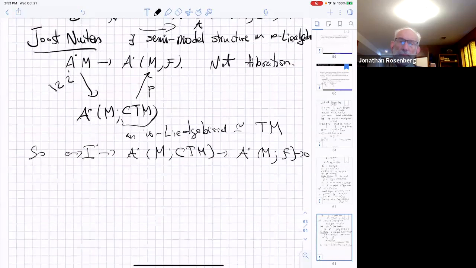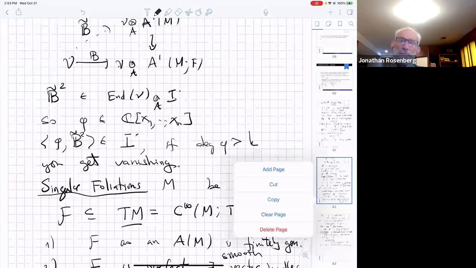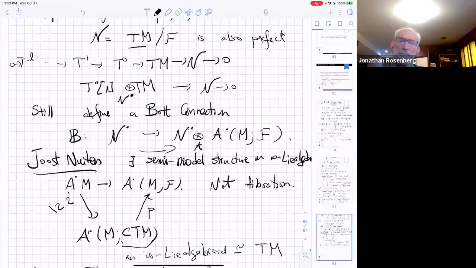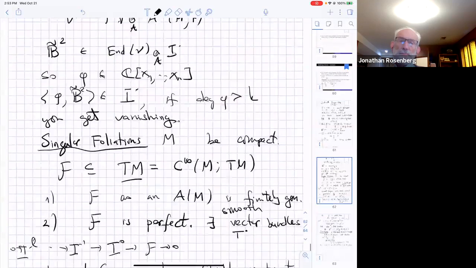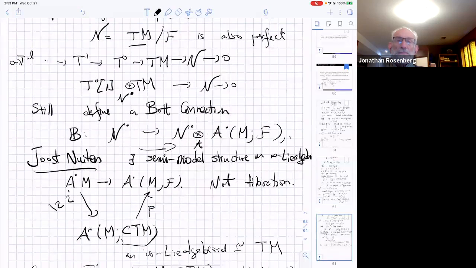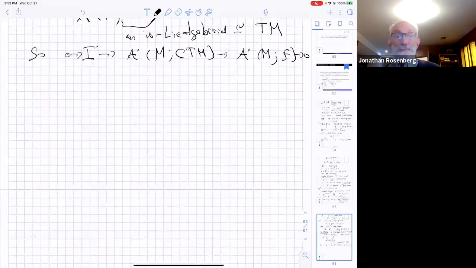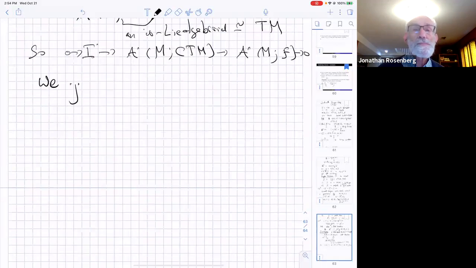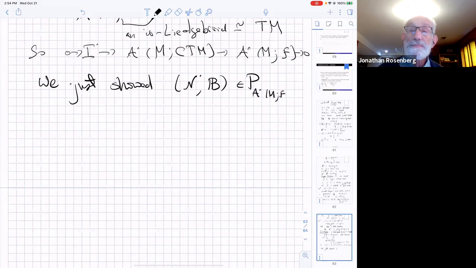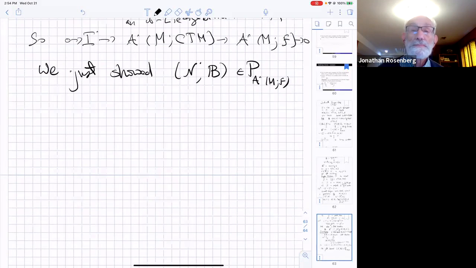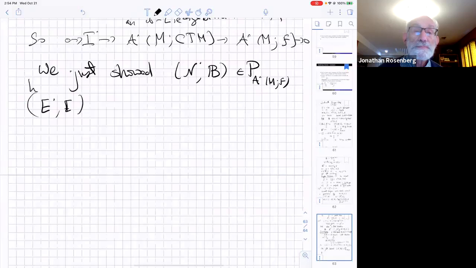Now, we just showed, or we didn't show it, but we stated it, that N with the Bott connection is an element of P of A M F. On the other hand, we don't need to deal with this particular object of P of A dot M. We can deal with any object of P of A dot M F, and again, phi, a homogeneous polynomial.